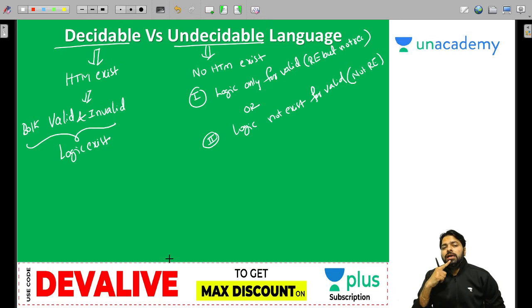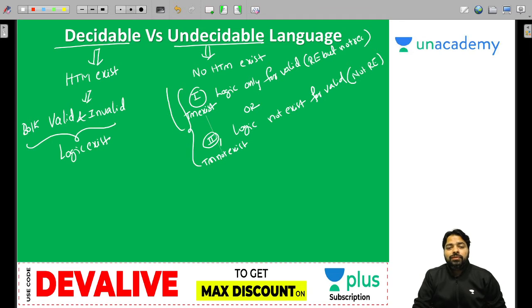This is about decidable versus undecidable, guys. Here the word undecidable is too dangerous, because even though you have a Turing machine, sometimes we say undecidable. The reason is you don't have a halting Turing machine. The first point, a Turing machine exists. Second point, a TM does not exist. But anyhow, an HTM does not exist, for both of them, because you can't prove the logic exists for both of them. Clear? Decidable's other name is recursive language. This is about decidable and undecidable.